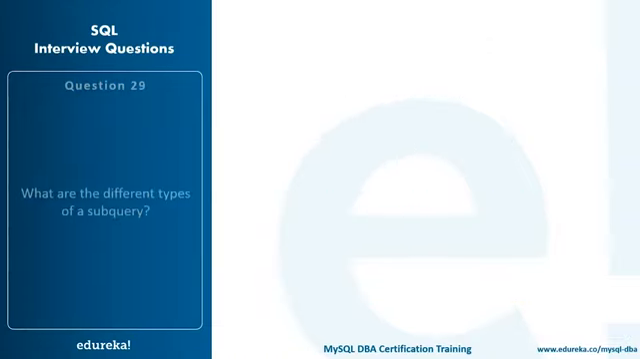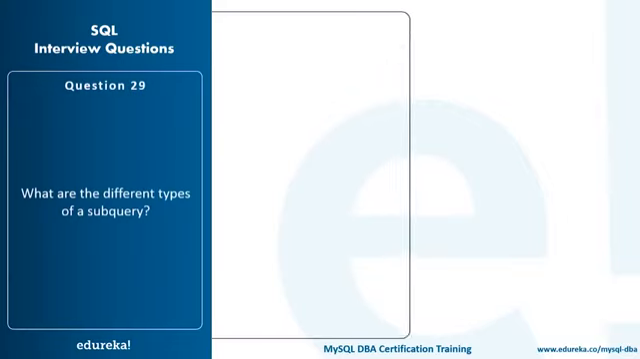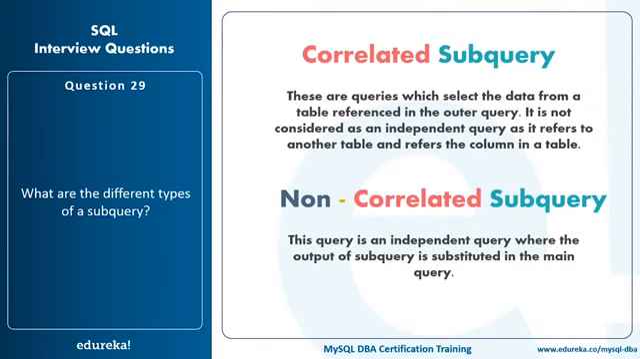Now let's move forward to our next question, that is, what are the different types of subquery? Now there are mainly 2 types of subqueries, that is the correlated and the non-correlated subquery. The correlated subqueries are basically those queries which select the data from a table referenced in the outer query. It is not considered as an independent query, as it refers to another table and refers to a column in a table. The non-correlated subquery is an independent query where the output of the subquery is substituted in the main query.